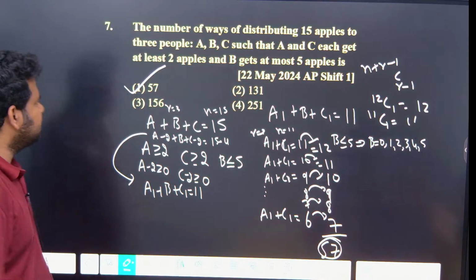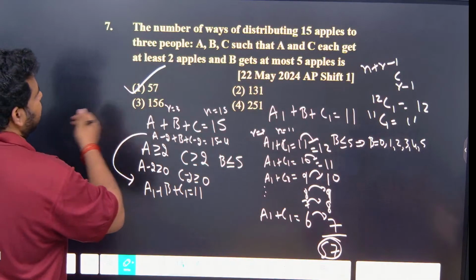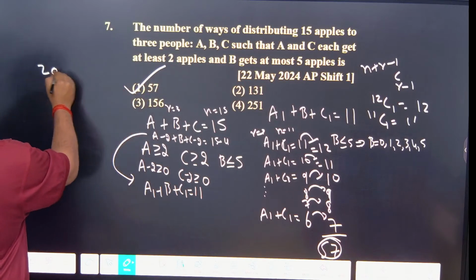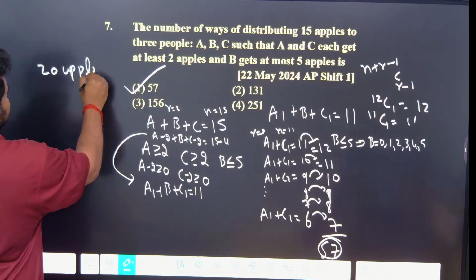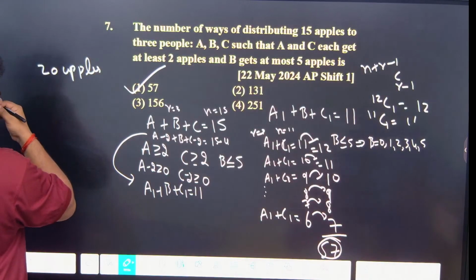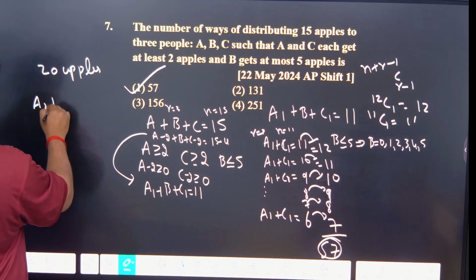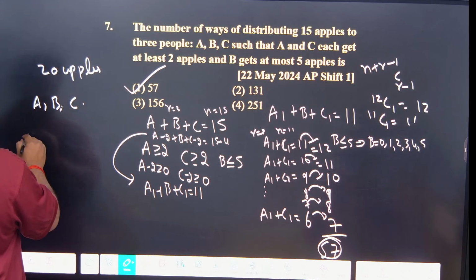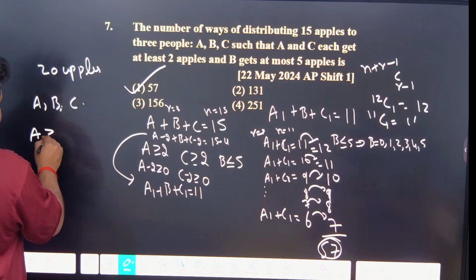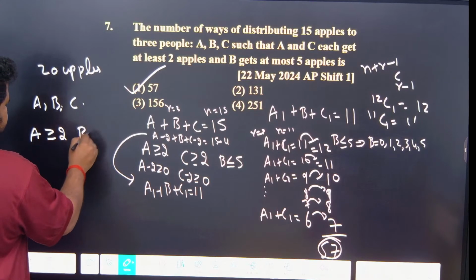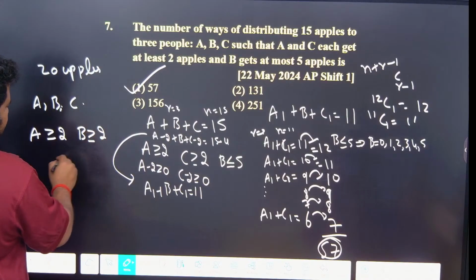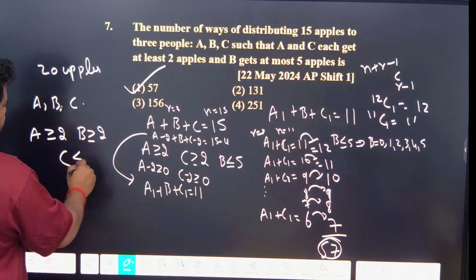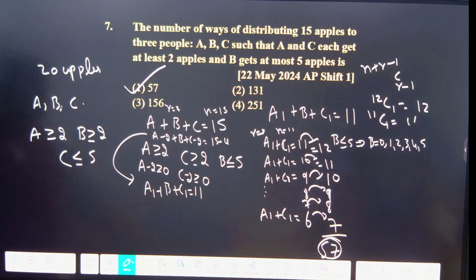Clear? Now based on this, let me give one more question. Suppose the number of ways of distributing 20 apples, instead of 15 apples, between A, B, C only, such that A should be greater than or equal to 2, B should be greater than or equal to 2, and C should be less than or equal to 5.